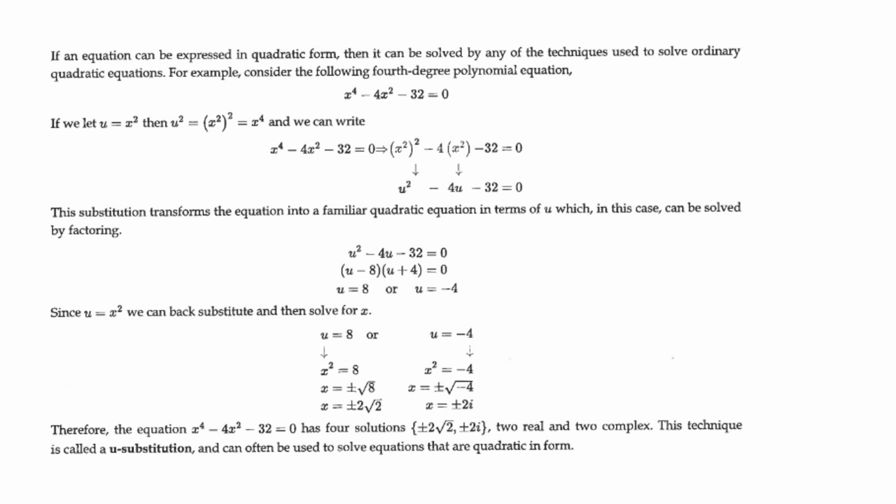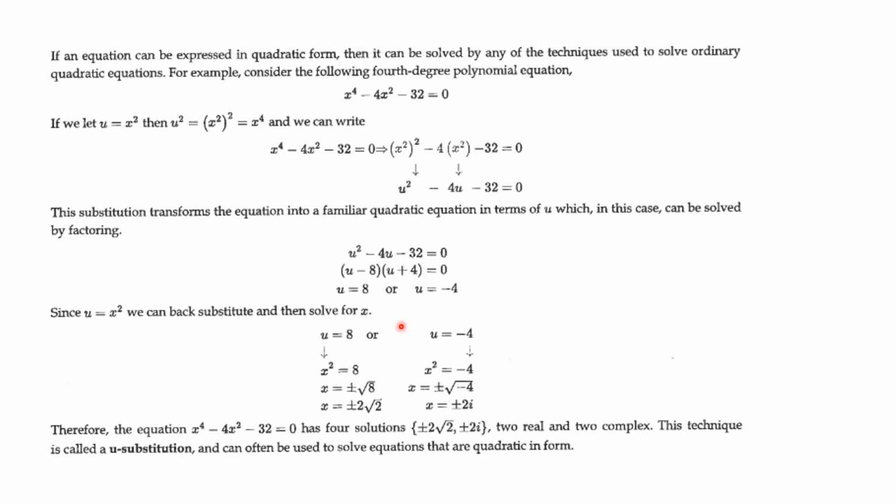Let's do an example. Let's consider, I'm changing the example, x to the fourth minus 4x squared minus 32 equals 0. If we let u equal x squared, then u squared equals x squared, whole squared, equals x to the fourth. And we can write x to the fourth minus 4x squared minus 32 as u squared minus 4u minus 32 equals 0. Now this one will factor into u minus 8 times u plus 4 equals 0.